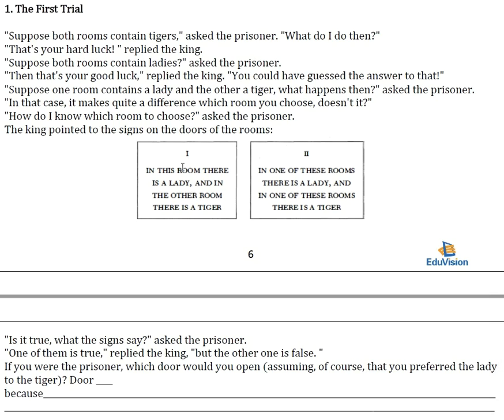Sign 1 above room 1 says, in this room there is a lady, and in the other room there is a tiger. And room 2, the sign says, in one of these rooms there is a lady, and in one of these rooms there is a tiger. Is it true what the signs say? Asked the prisoner. One of them is true, replied the king, but the other one is false. If you were the prisoner, which door would you open? Assuming, of course, that you preferred the lady to the tiger.